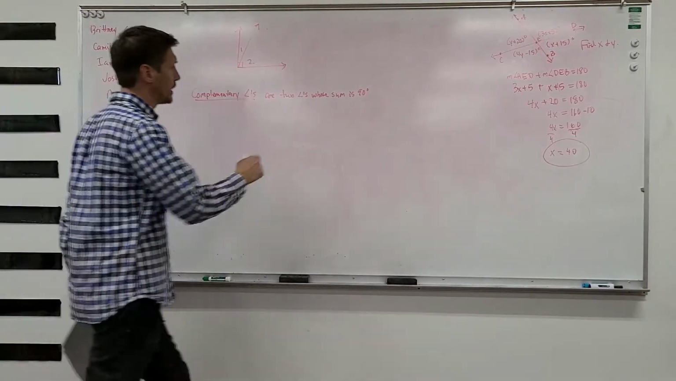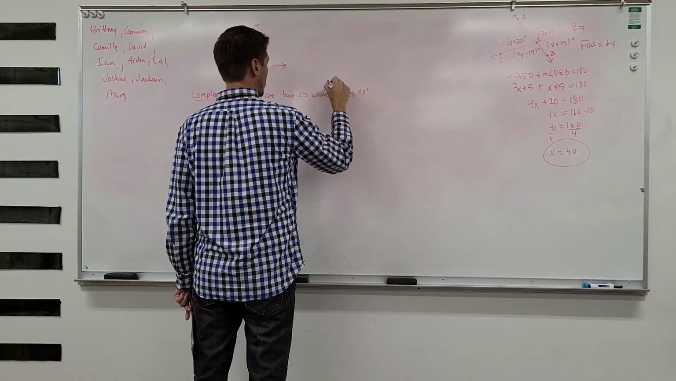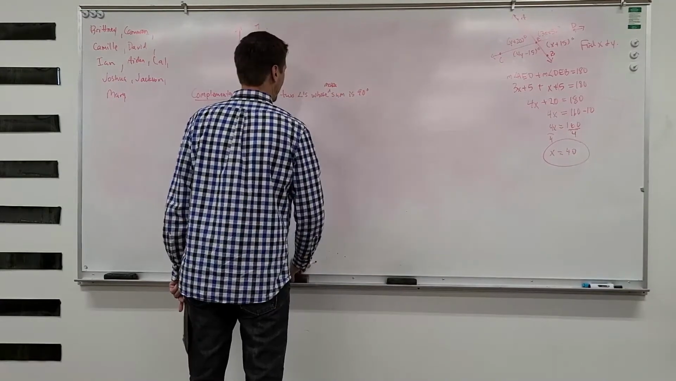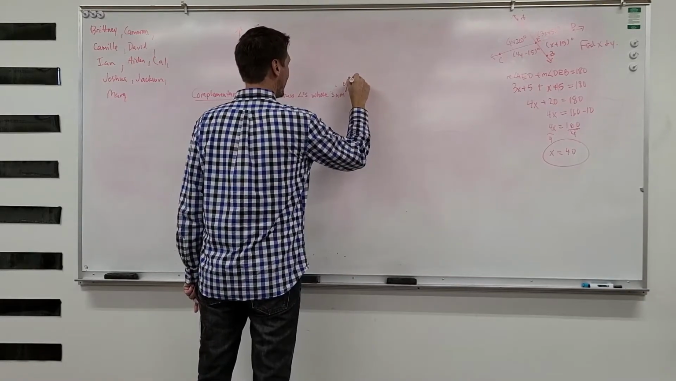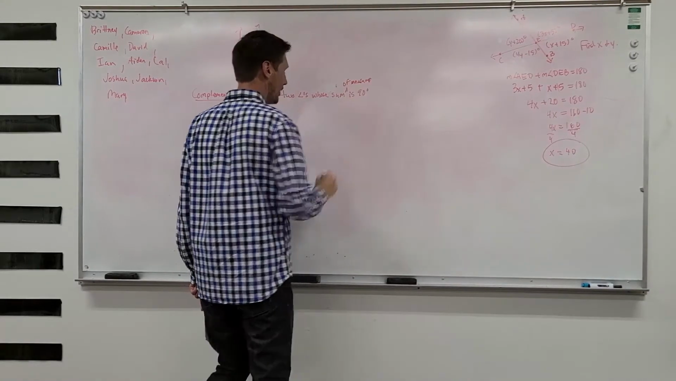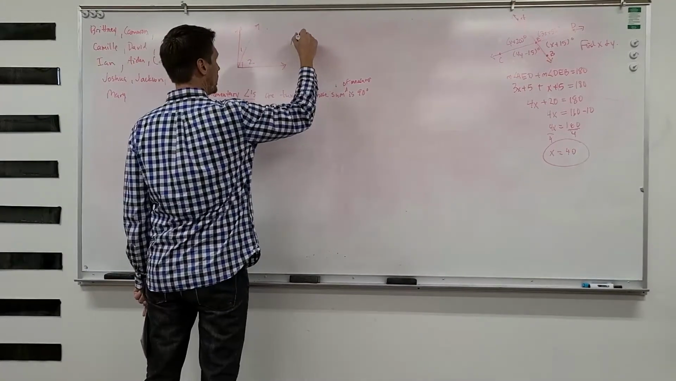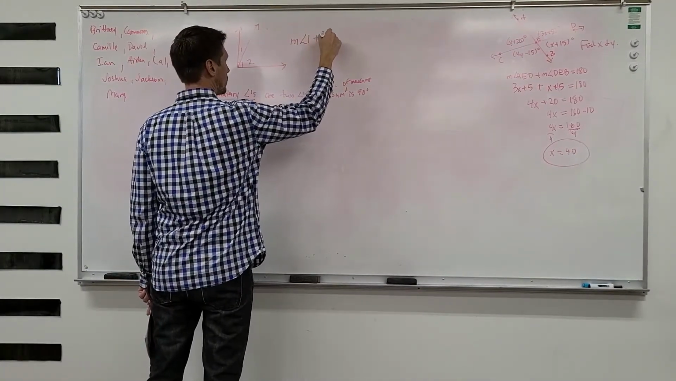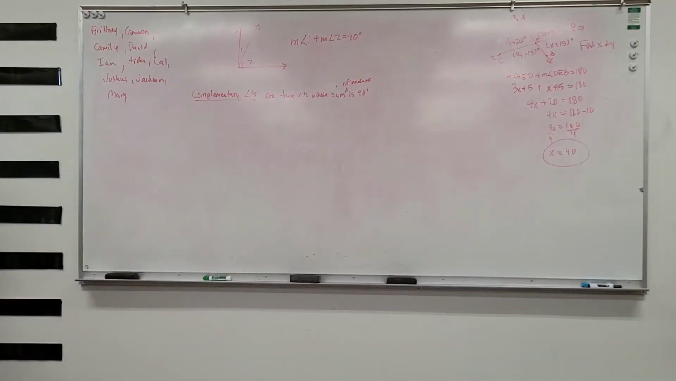Or actually, technically, whose sum of measures will equal 90 degrees. Math is so hard to talk about because you've got to say it this way. It's really the sum of the measures that we're talking about. All right, and so we would write that like this. We would say the measure of angle 1 plus the measure of angle 2 equals 90 degrees. That's a complementary angle.